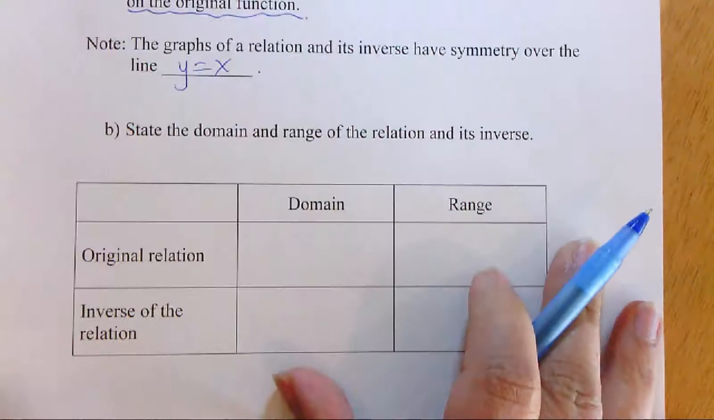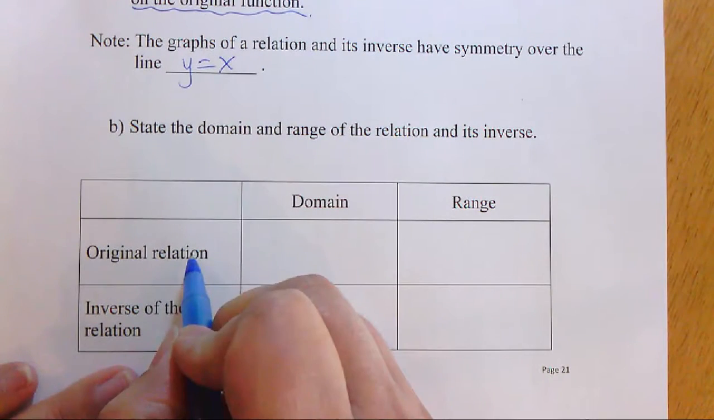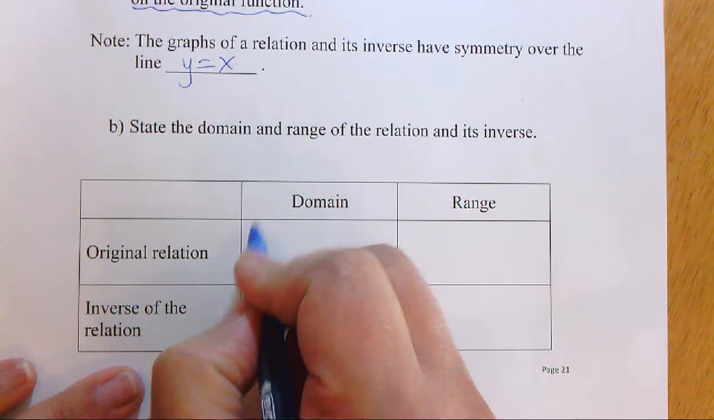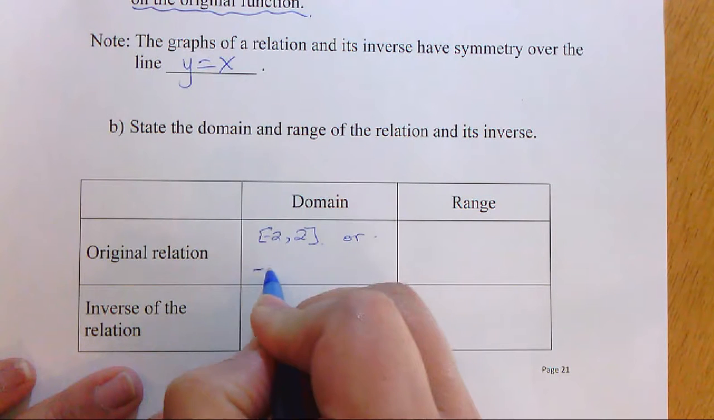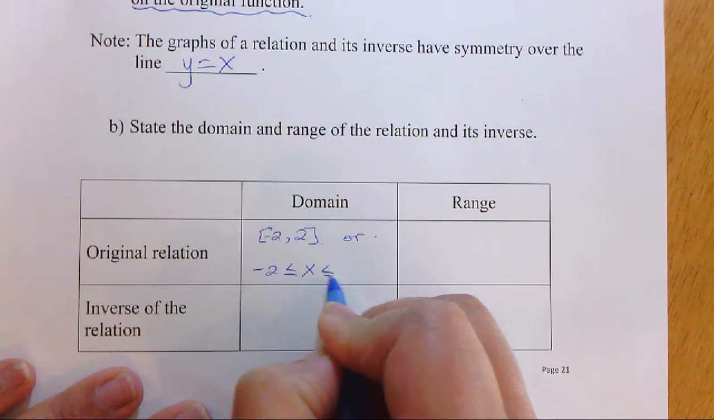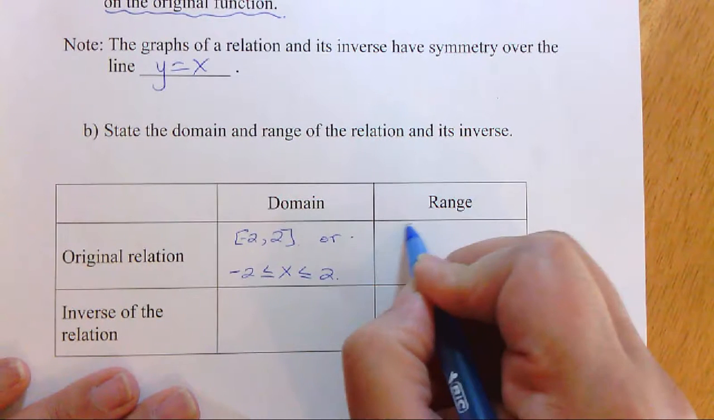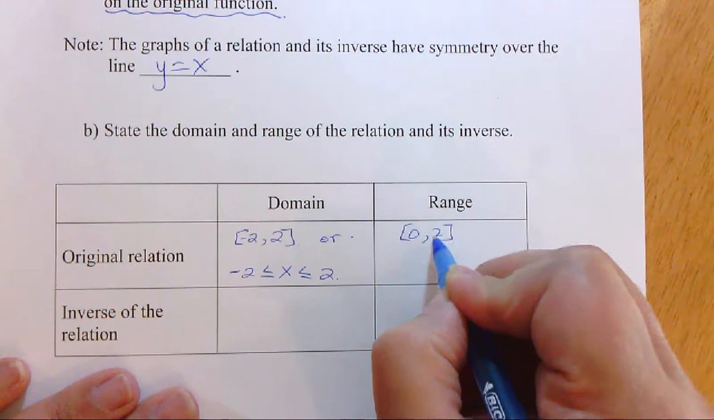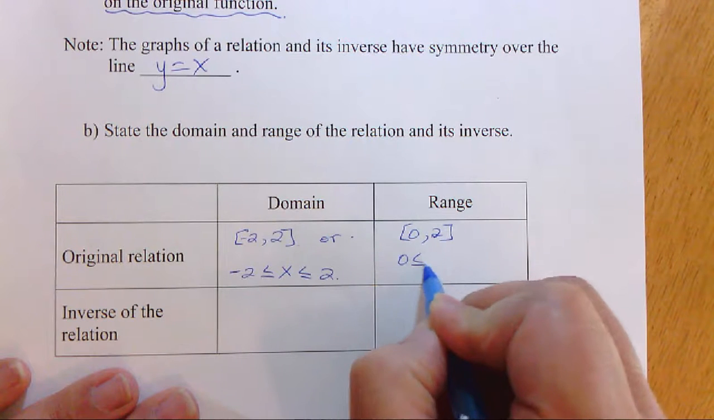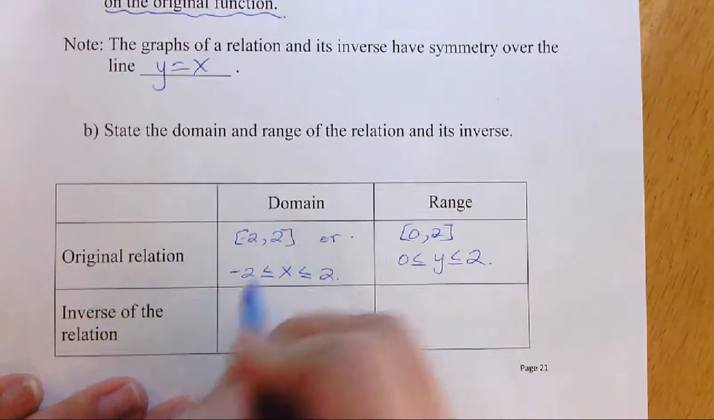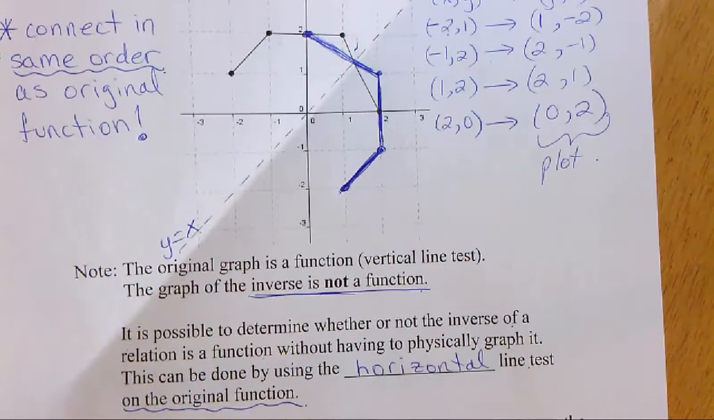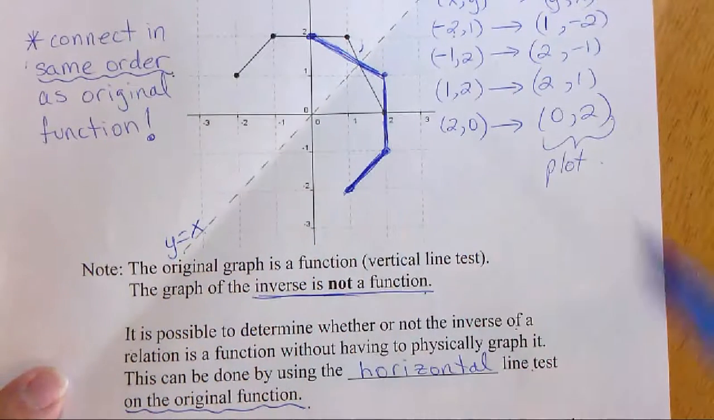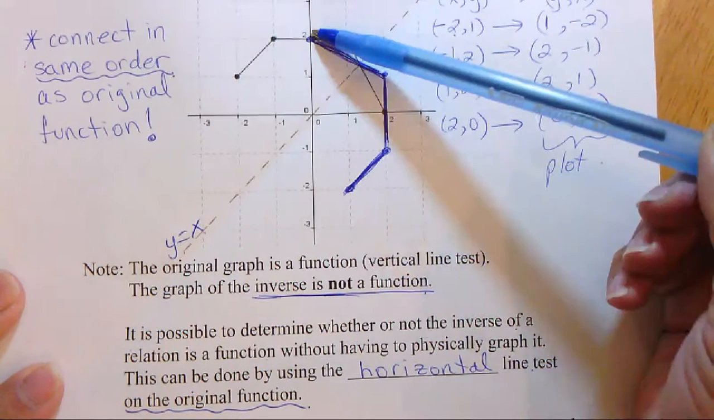Let's look at the domain and range for these guys. So for the original function, the domain is between -2 and 2 on my x's, or we can write it like this. And the range of my original function is from 0 to 2, and I can write it like this. And now the inverse relation. So what's going to happen if you look at the inverse picture that we drew? Okay, so how have my x's changed? Well, now my x's only go from 0 to 2, and my y's go from -2 to 2.